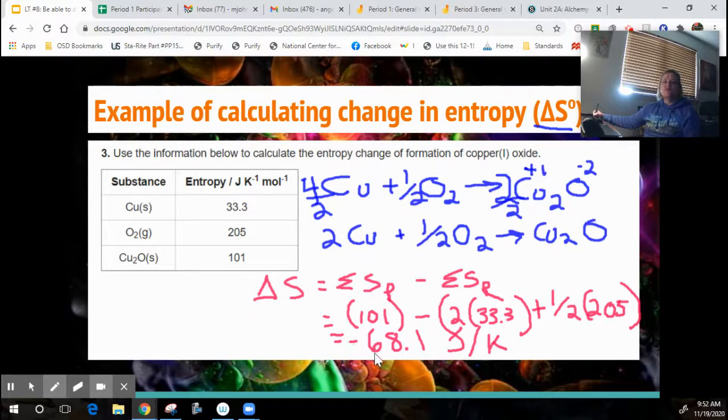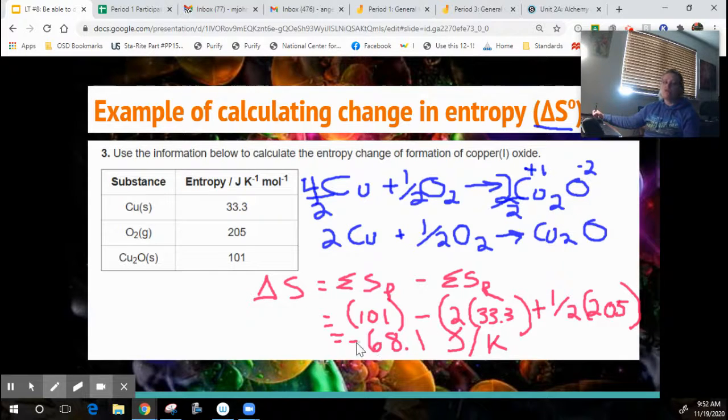Now, I have a decrease in entropy. That means that this particular reaction became more ordered. And it makes a lot of sense that this happened because I went from solid and a gas, that gas being of high entropy, to being just a solid. So I went from a more chaotic state to a less chaotic state. I went from a more entropic state to a less entropic state.